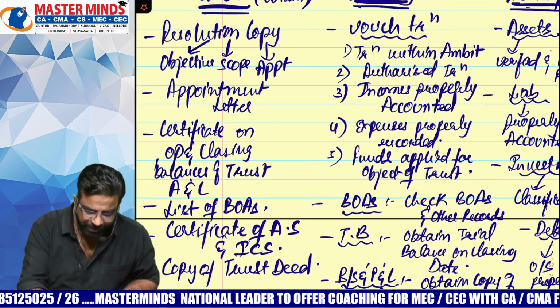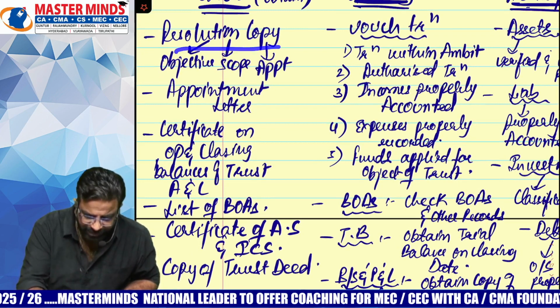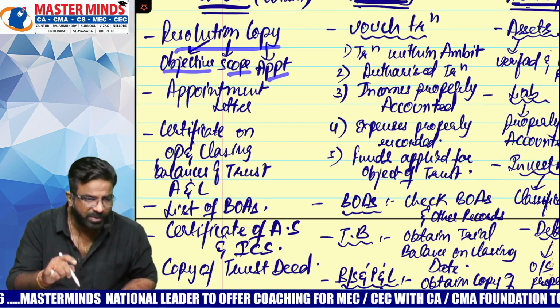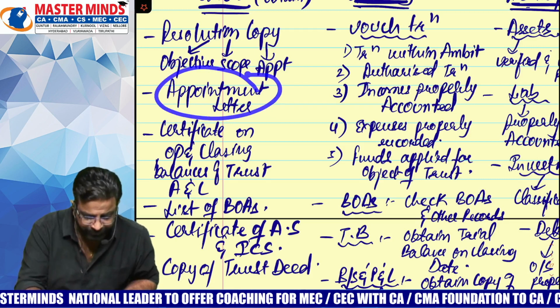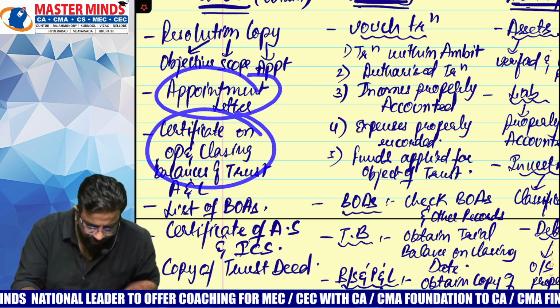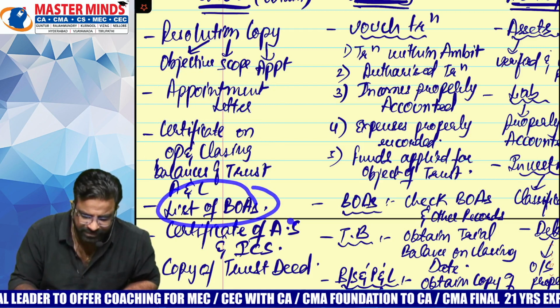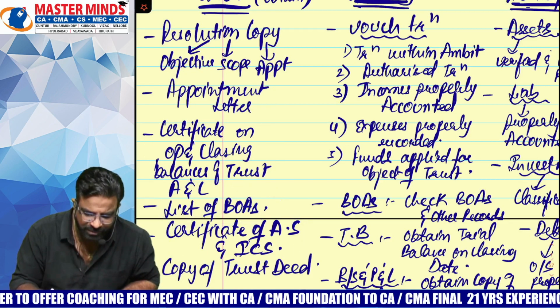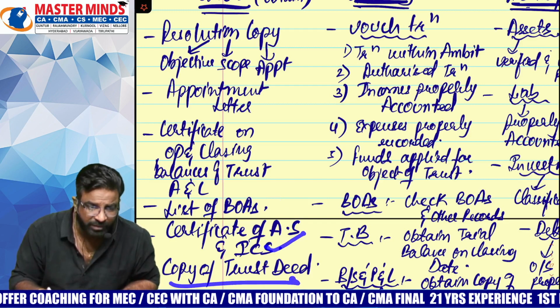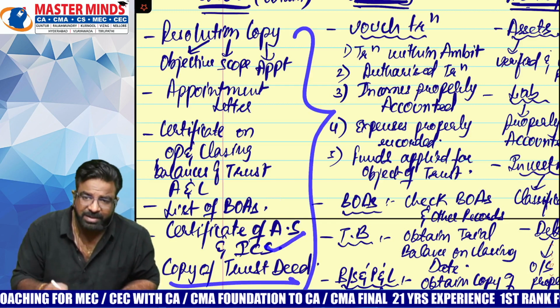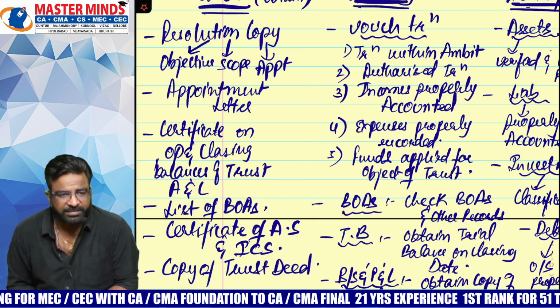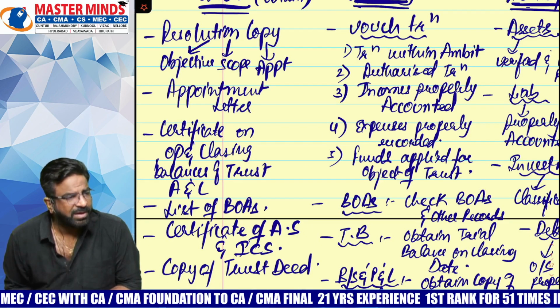Obtain a copy of the resolution to understand the scope, objective and your appointment, and then take the appointment letter. Then a certificate on opening balances and closing balances. Then the list of books they have, a certificate of the accounting system and internal control system, and the copy of the trust deed. ये हो गया आपका preliminary engagement activity. What do we call it? What do you mean by preliminary engagement activity?